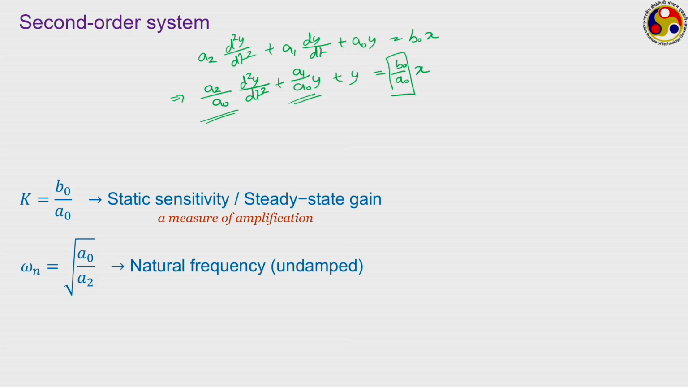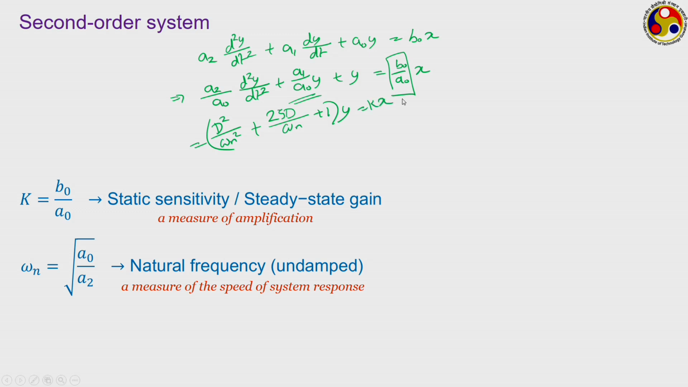Omega n is defined as the root over a naught upon a2, and is called the natural frequency or undamped frequency, which gives a measure of the speed of system response. Omega n can be viewed to be something coming here. This can be viewed as d2 by omega n square, plus this one we write as 2 zeta d upon omega n plus 1 into y is equal to k into x, where zeta is called the damping ratio, defined as a1 by 2 root a naught a2.